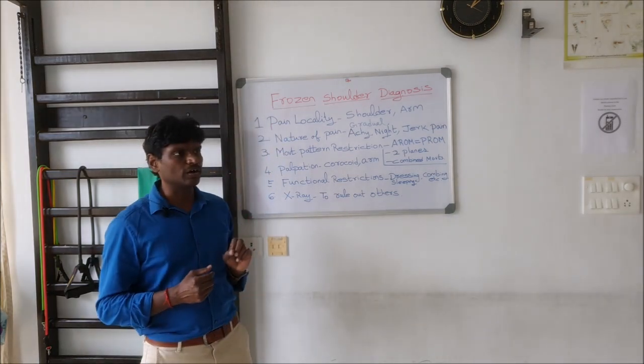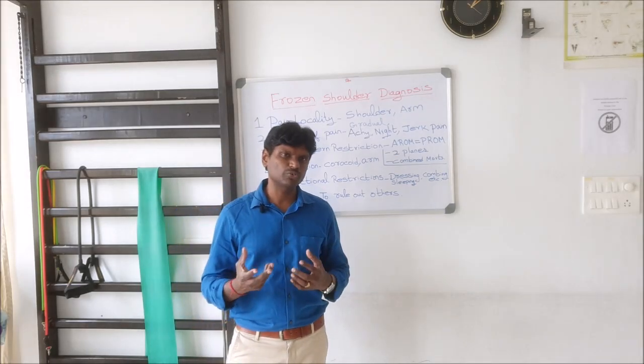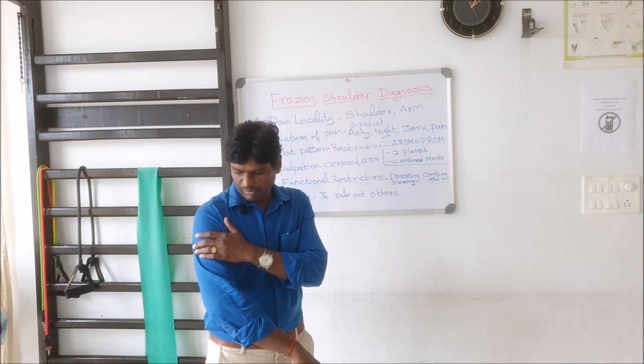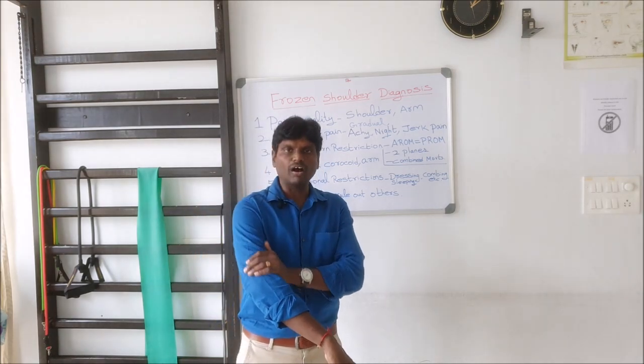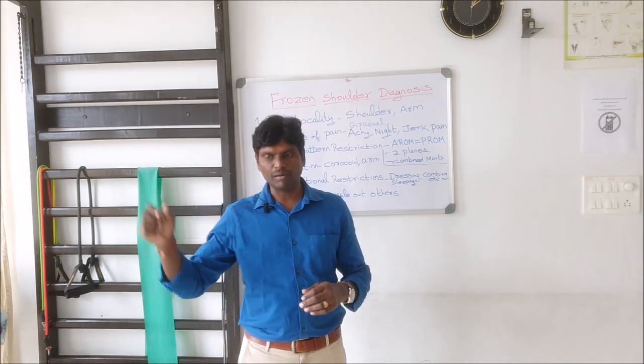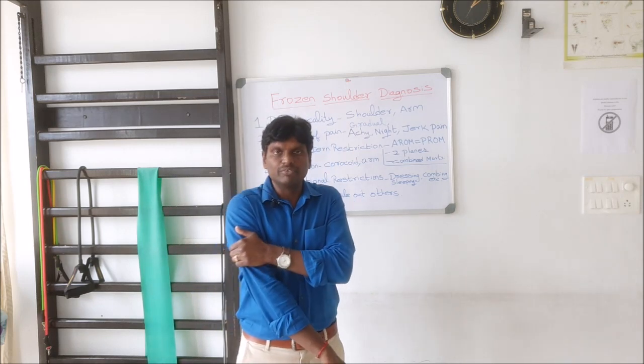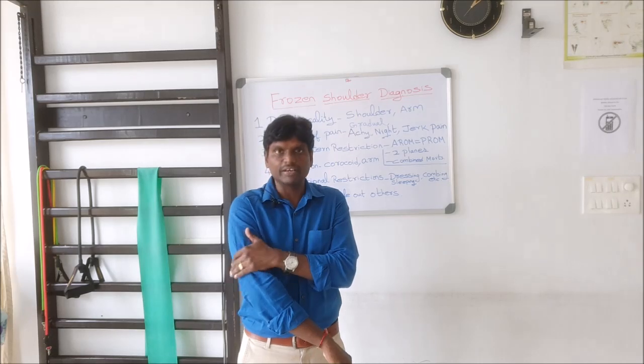The first one is pain locality. Where do you think the pain will be in frozen shoulder? Of course, in the shoulder joint. People will have pain over the joint line, and some patients will have pain going down to the arm level. Especially when they move their arm, the pain shoots down the arm too, and they have to catch their shoulder and do a little bit of pressing activity like this.